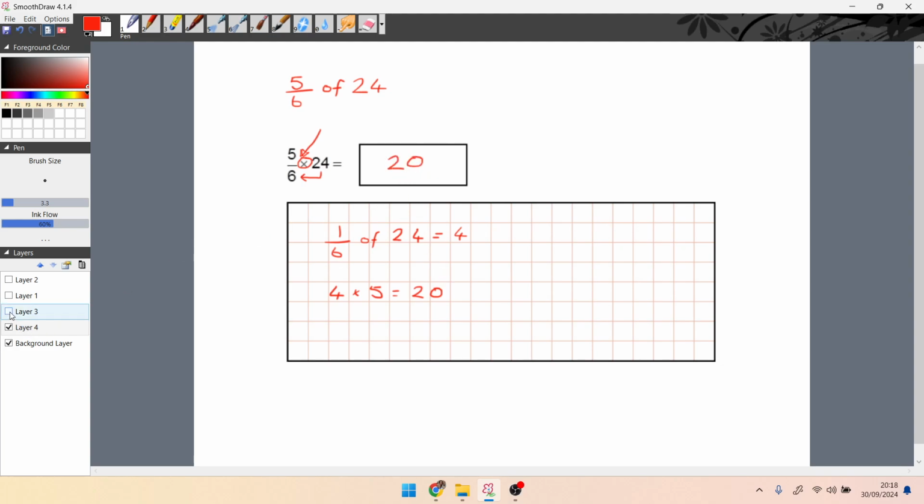So in summary, we've got the unit fractions where you've got a numerator of 1 and you just divide the number by the denominator. And then you've got these non-unit fractions where you divide the total by the denominator and then multiply it by how many lots of that you need to find.